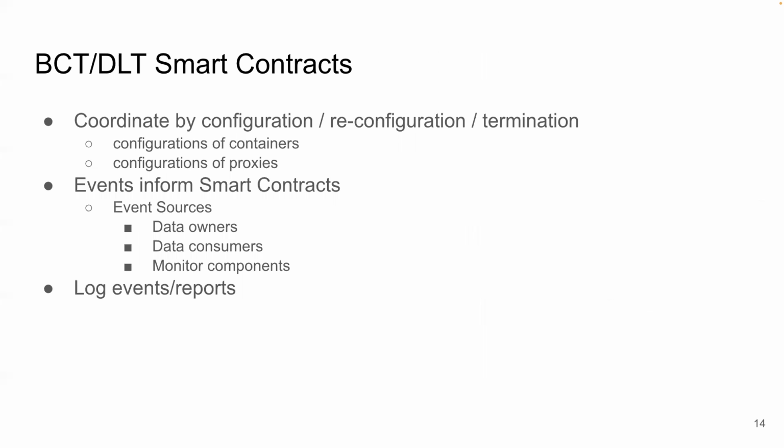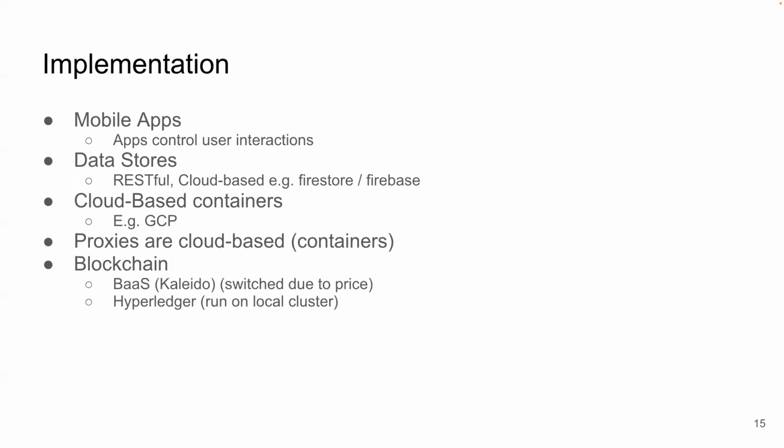So the blockchain technology allows us to configure, reconfigure, terminate the containers. And we use events from the data owners, saying something funny is going on with my stuff, and from the data consumers, saying hey, I'm not getting what I actually paid for or what I want. And you have monitor components that just see if there are any anomalies. They all generate events, and the smart contracts can therefore then change the system. And we, of course, can use the logging features.